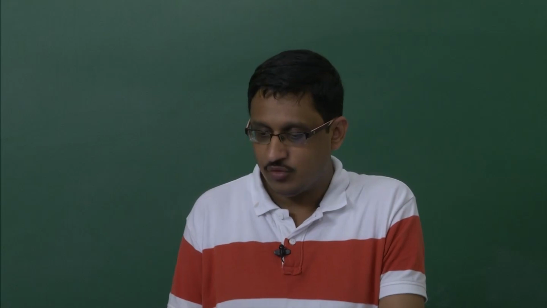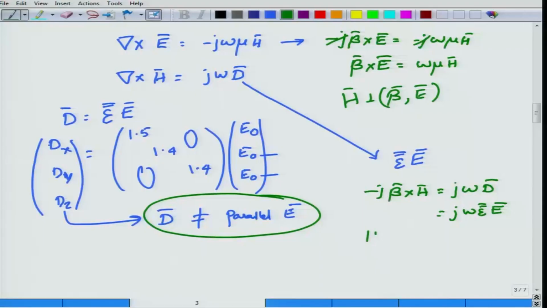Okay. Removing j from both sides, and also interchanging the minus sign for the cross product, you will see that H cross beta should be proportional to D, right. What does this mean? This means that beta is perpendicular to D, right. Beta is also perpendicular to H. So you have beta, D and H forming three different axes.